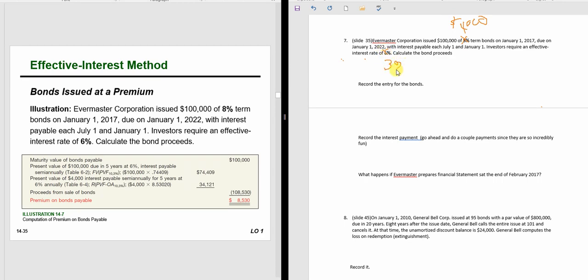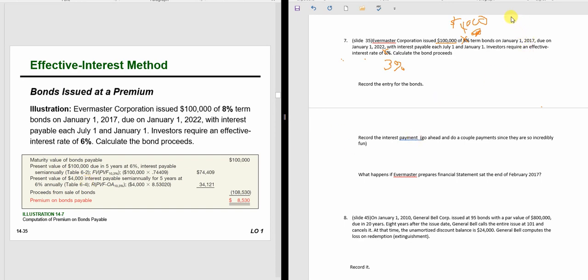So I'm going to use face value, $100,000. Face rate is 4%, but I really don't need that. Face amount that I'm paying is $4,000. Effective interest rate is 3%. So I go back to the present value tables. I can draw this out again.